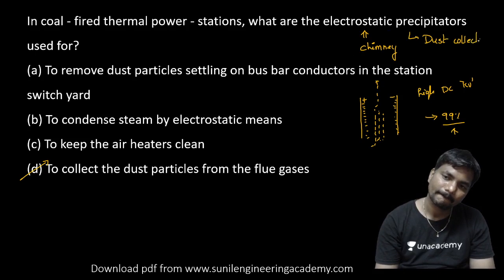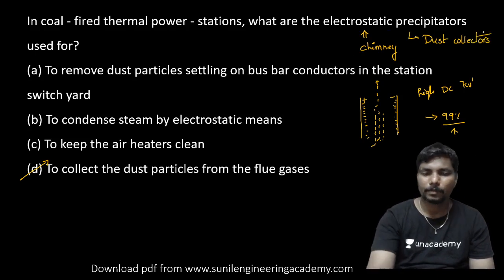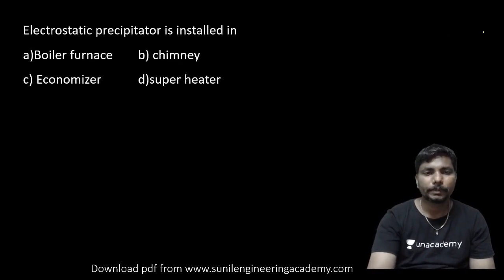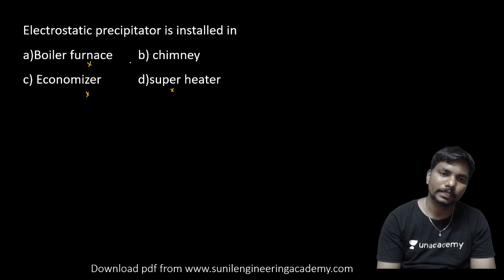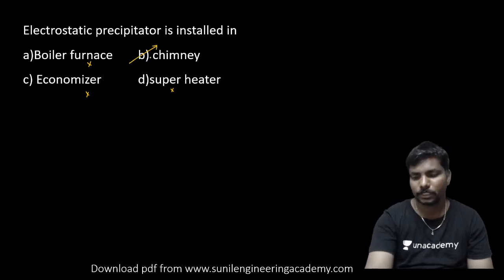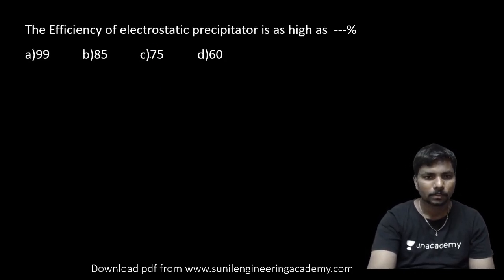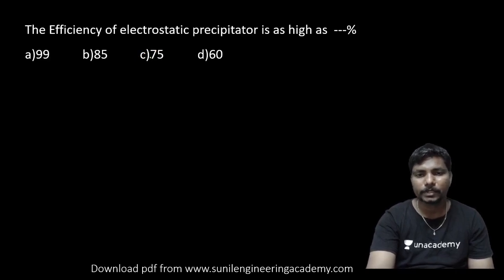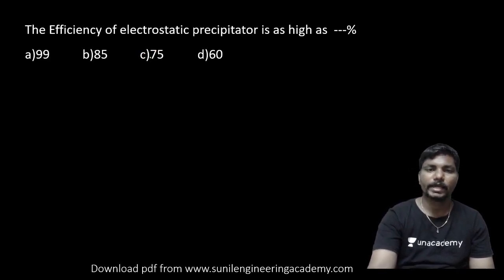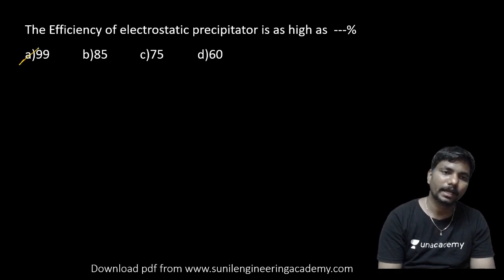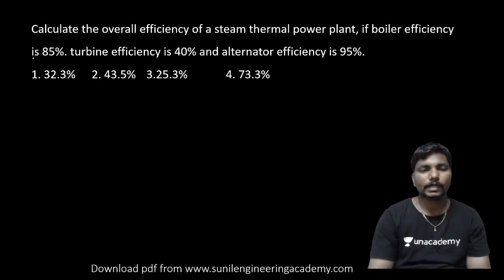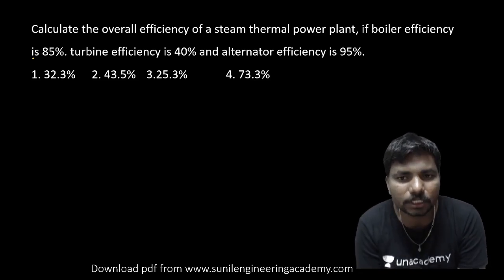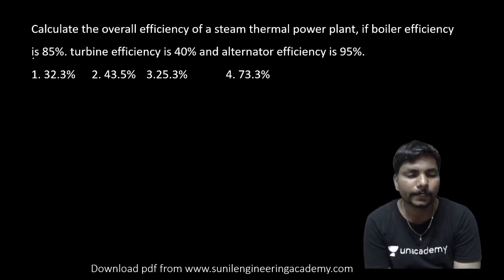Coming to the next one. Electrostatic precipitator is installed at dash. Boiler, no. Economizer, no. Superheater, no. It is installed before the chimney. So the answer is option B. The efficiency of electrostatic precipitator is as high as dash. Just now I have given 99%. 99%.